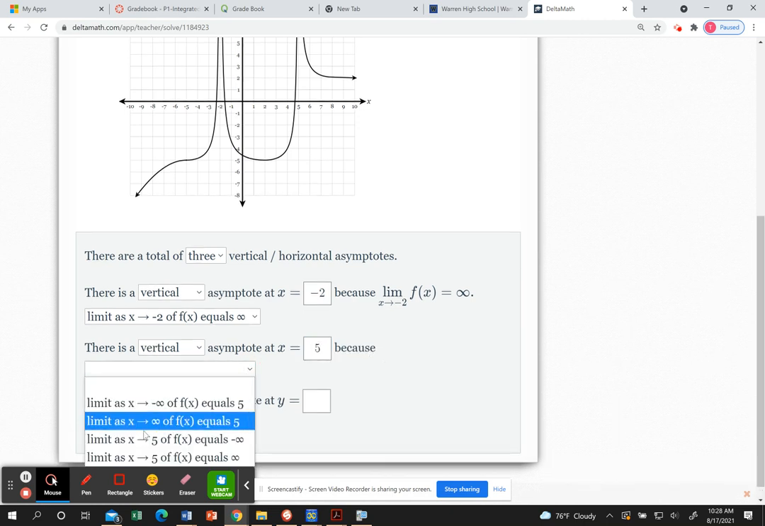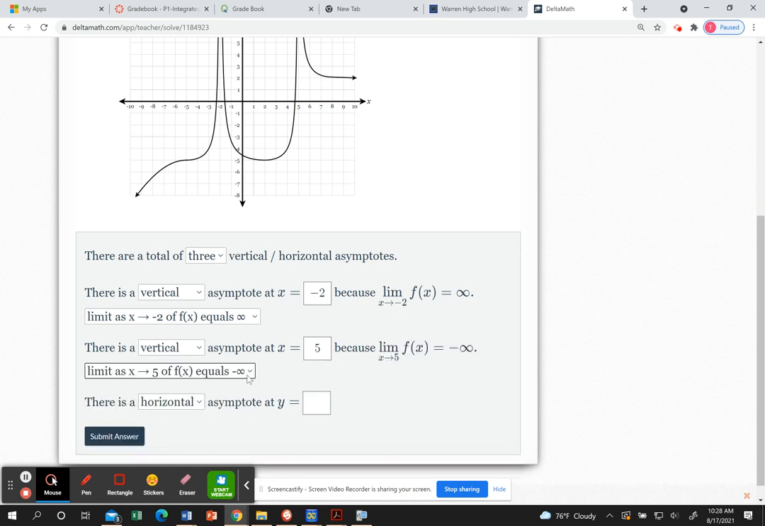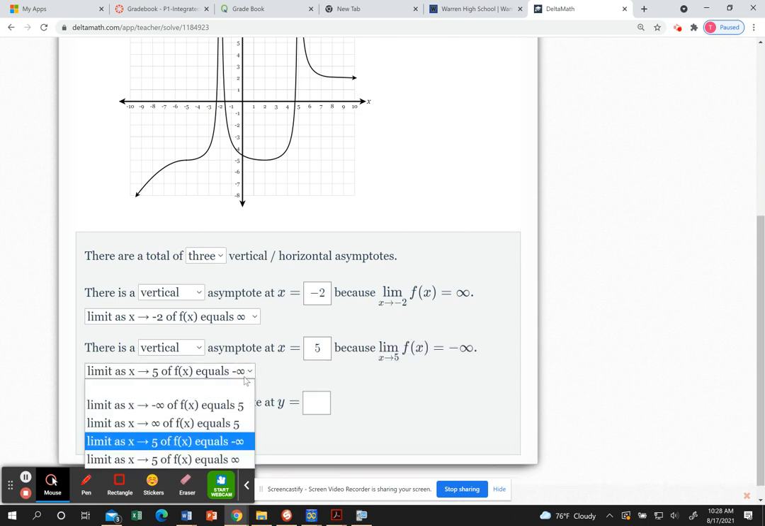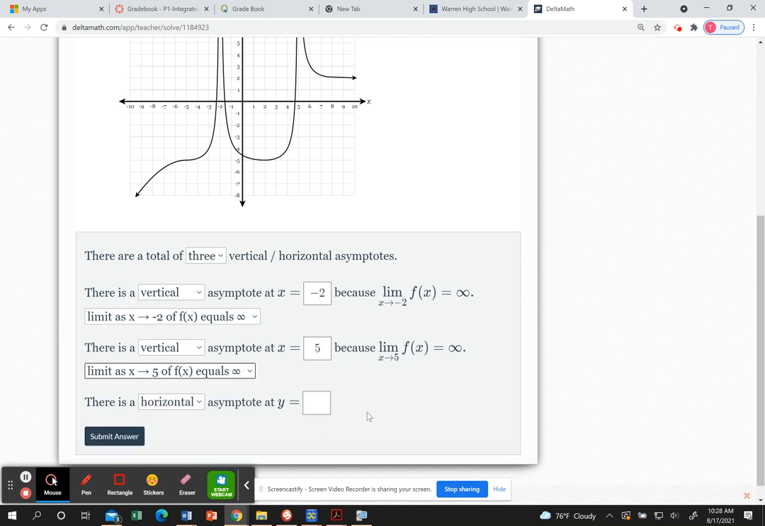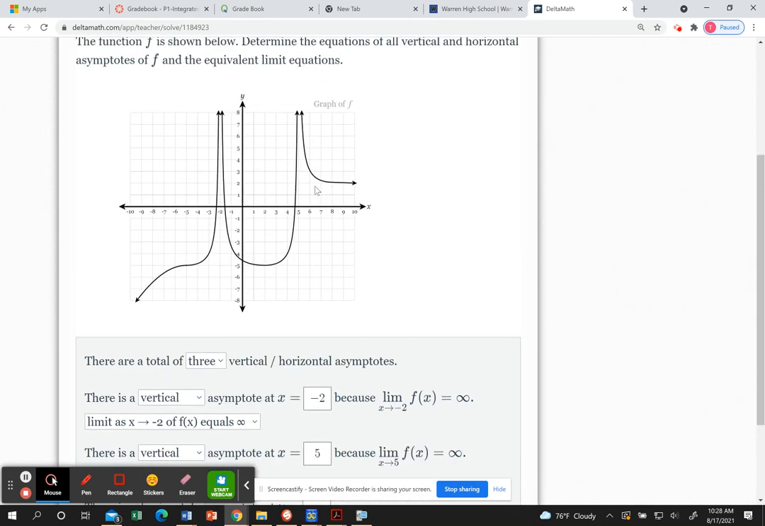All right, and then as you approach 5, oops, I made a mistake. It shouldn't be negative infinity. It should be positive infinity. Does everyone see why this is positive infinity? Because you're going up and up, right?